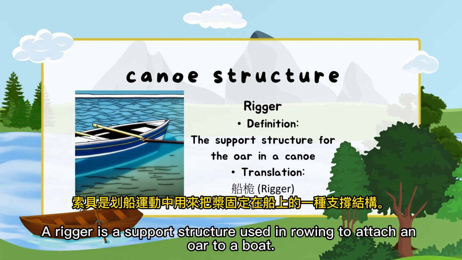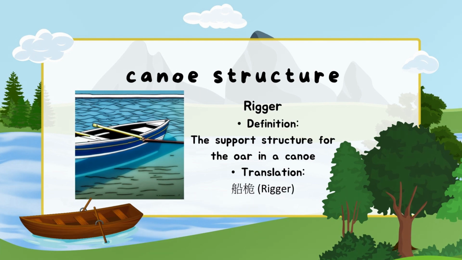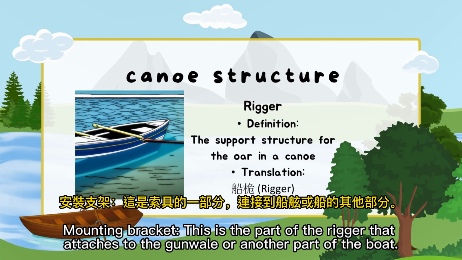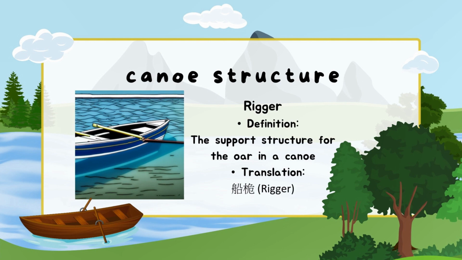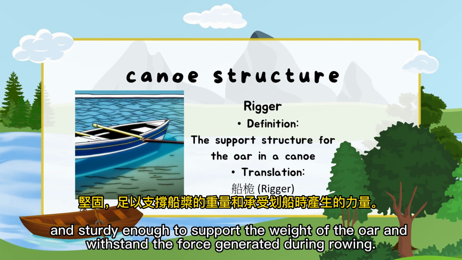A rigger is a support structure used in rowing to attach an oar to a boat. It typically consists of several components, including the mounting bracket. This is the part of the rigger that attaches to the gunwale or another part of the boat. It is usually secured with screws or bolts and is designed to be strong and sturdy enough to support the weight of the oar and withstand the force generated during rowing.